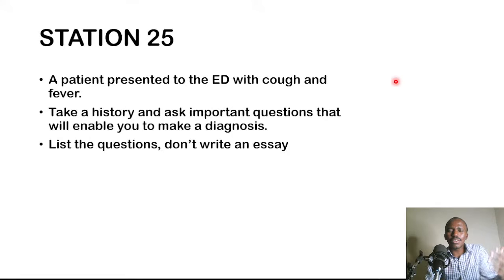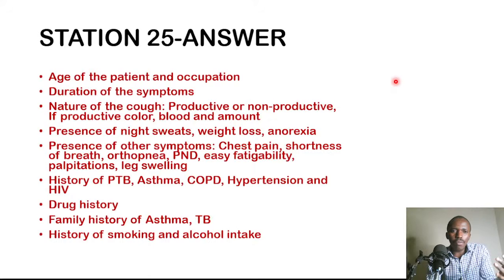So you should ask features about the cough, the age of the patient and the occupation, the duration of the symptoms, the nature of the cough. Is it productive? Is it non-productive? If it is productive, what's the color? Is there blood? Is there any sputum? Is there any presence of night sweats, any weight loss, any anorexia? Are there any other symptoms like chest pains, shortness of breath, orthopnea, paroxysmal nocturnal dyspnea? Do they easily get fatigued? Is there any palpitations? Is there any leg swelling that's going to be associated?